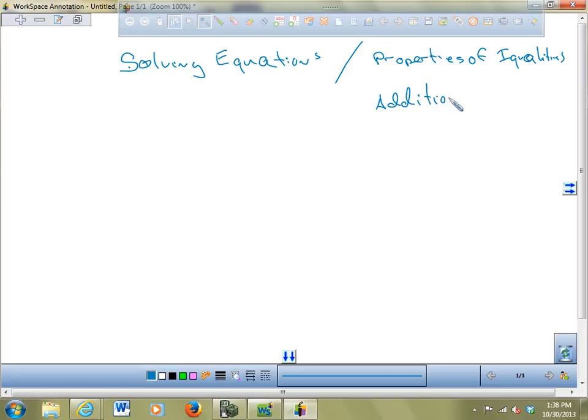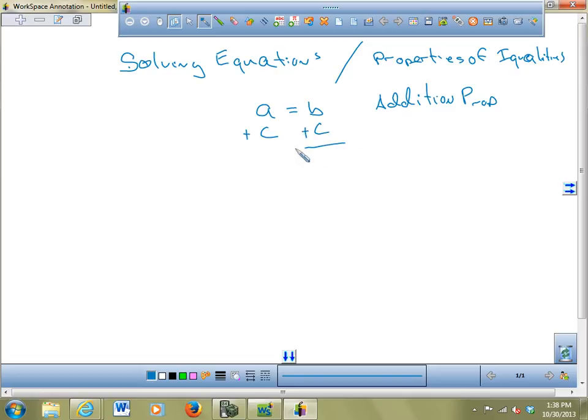Addition property, and if you want to write these down, it's fine. If you don't, you can just remember. If you know that A equals B, the addition property says that I can add the same thing to both sides. Should be reviewed from algebra, right? So if A equals B, then A plus C equals B plus C. And this works as well in geometry when you're adding things together. So that's the addition property.